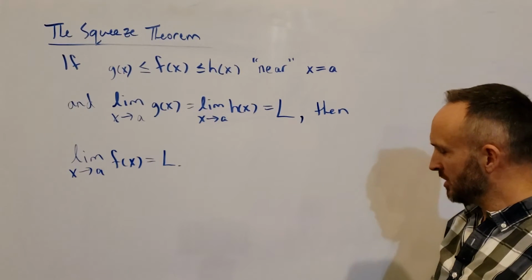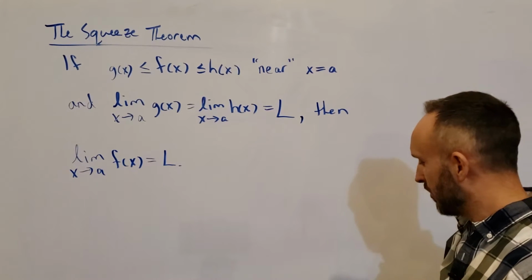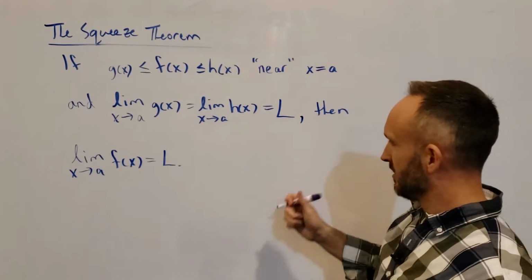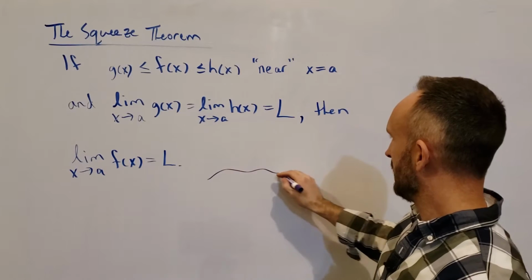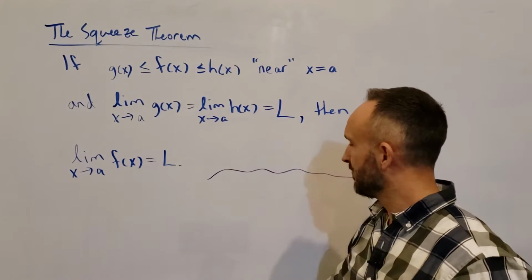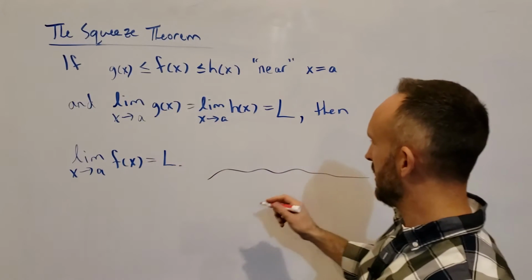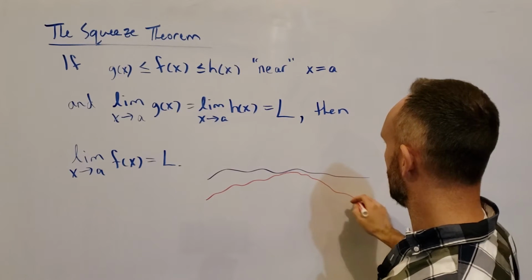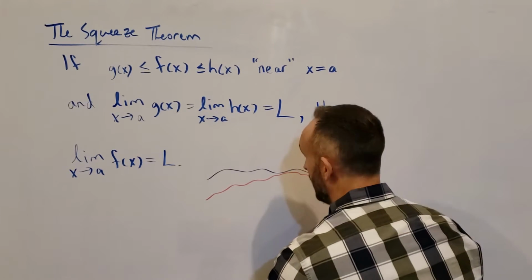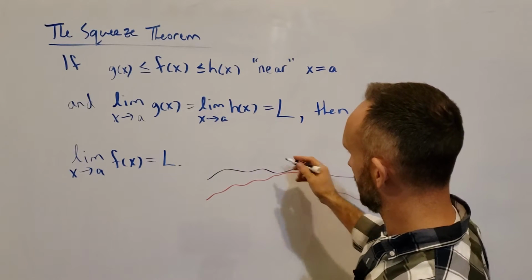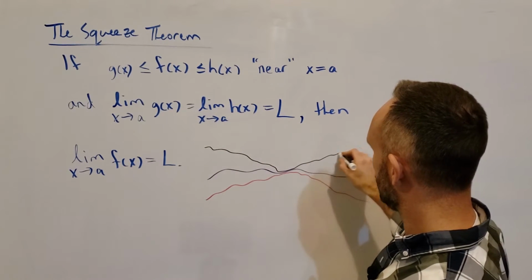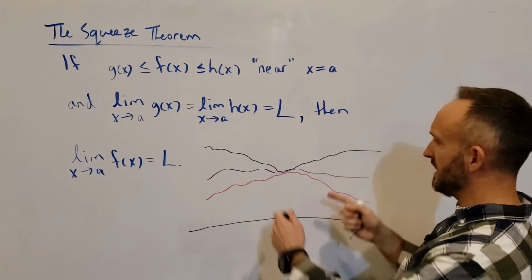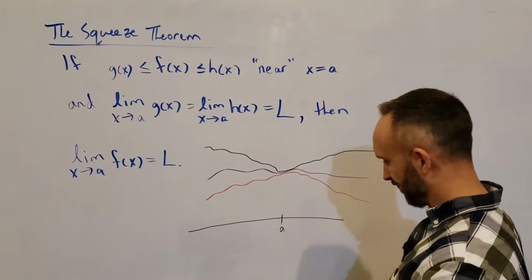All right? And you can probably sort of picture this in your head. So let's draw our function f of x. Let's say our function f of x is something like this, whatever. And then our function g of x is smaller than f of x. Okay. And then h of x is bigger than f of x. And then right here, this is the x value a. So you can see f is between g and h.